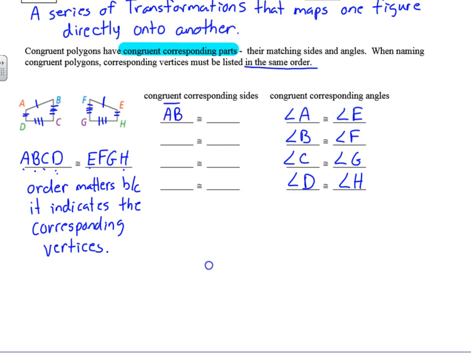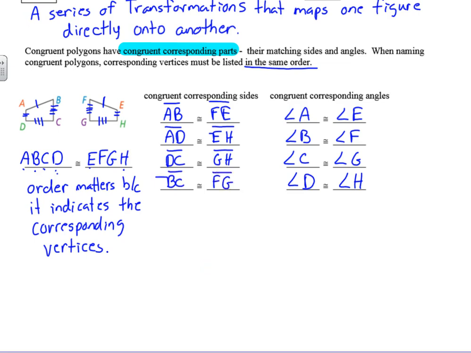So AB is congruent to FE. You want the segment bar on top because we're doing congruent. And then AD is congruent to EH. And then DC is congruent to GH. And then our last side there, BC is congruent to FG.